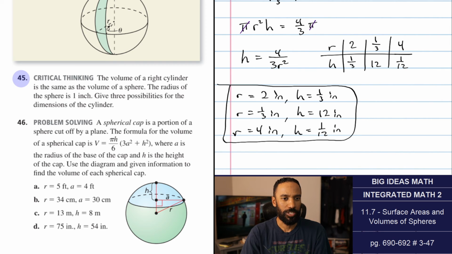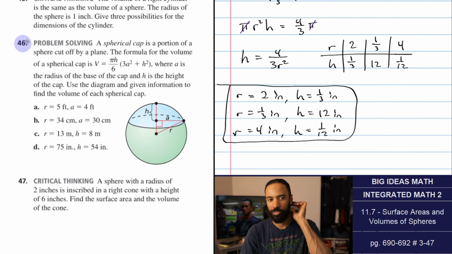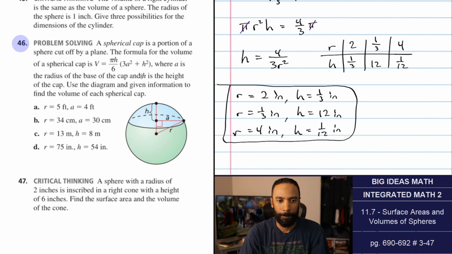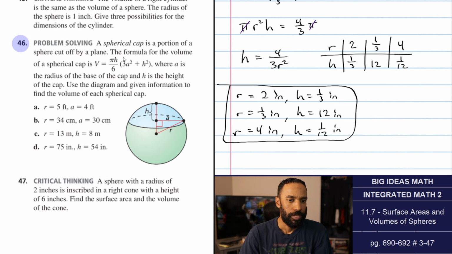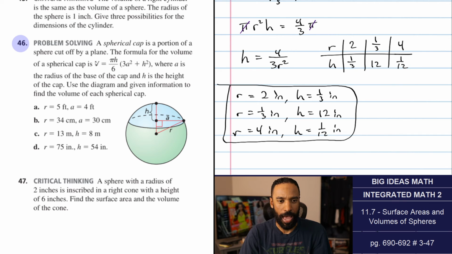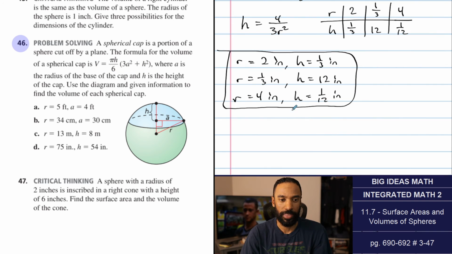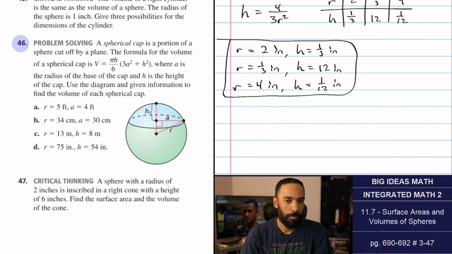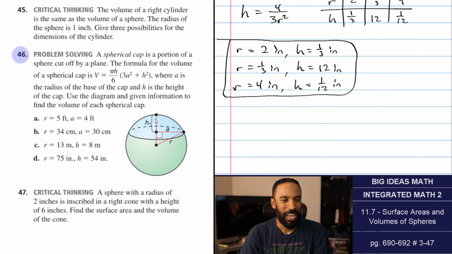Number 46, problem solving. A spherical cap is a portion of the sphere cut off by a plane. The formula for the volume of a spherical cap is that. I feel like I almost got to write that. Where A is the radius of the base of the cap. Okay, the cap is the top. The base of the cap, and H is the height of the cap. Okay, it's kind of intimidating.